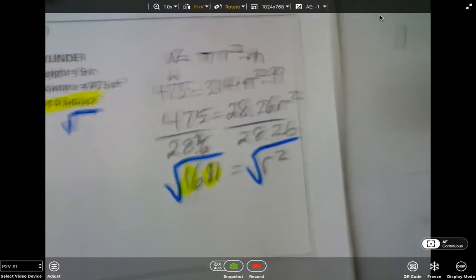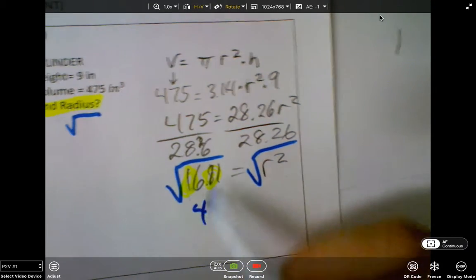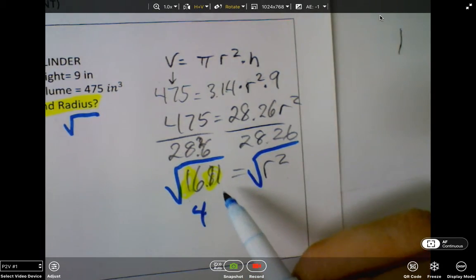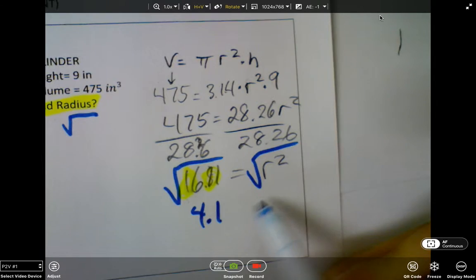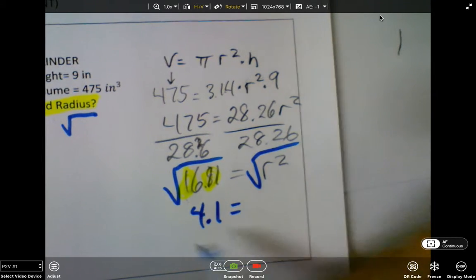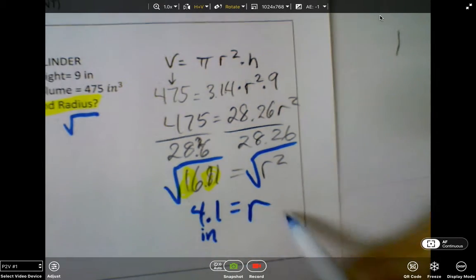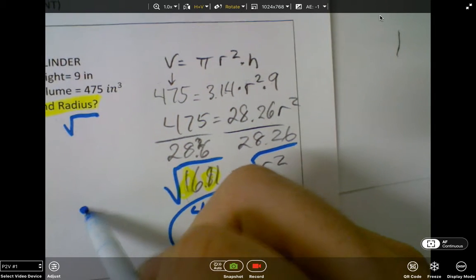So your final answer, square root of 16 is 4. Square root of 81 is 9. I guess that doesn't help as much as I thought. So the answer, when you square root, is 4.1, and that is inches for the radius, and that makes me very happy.